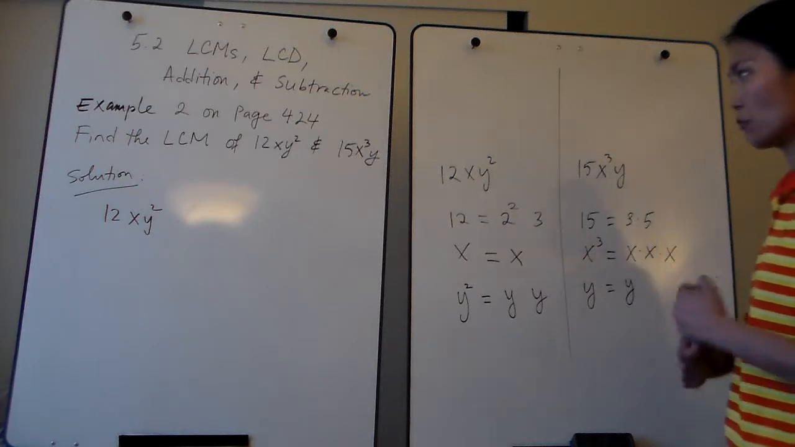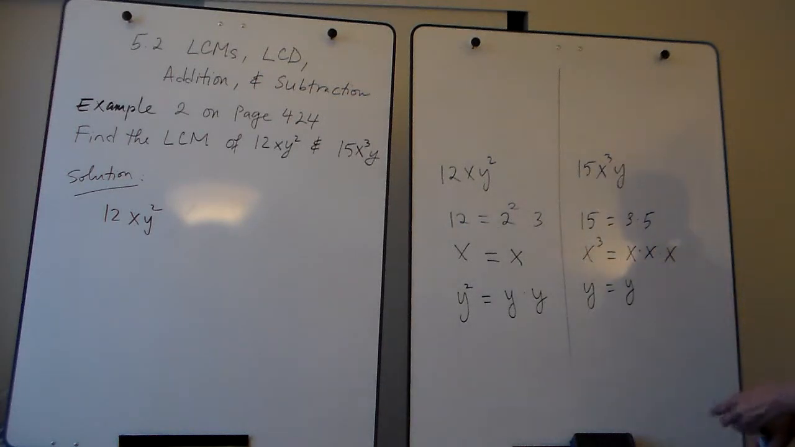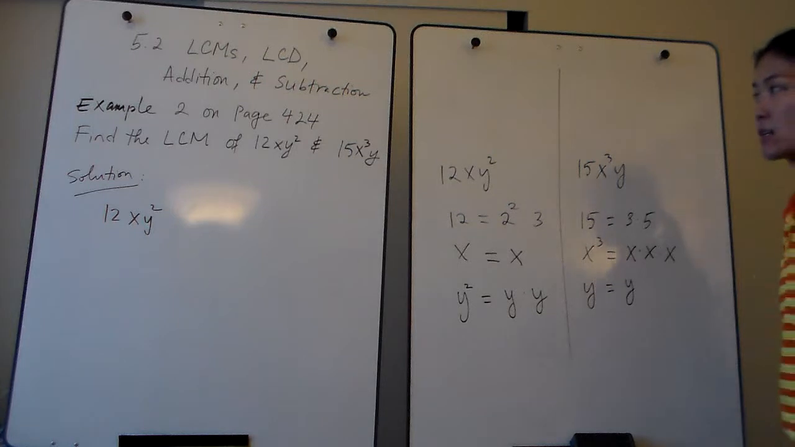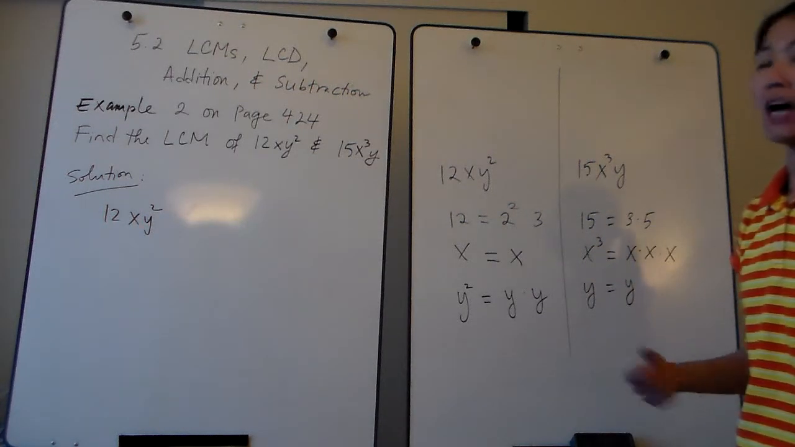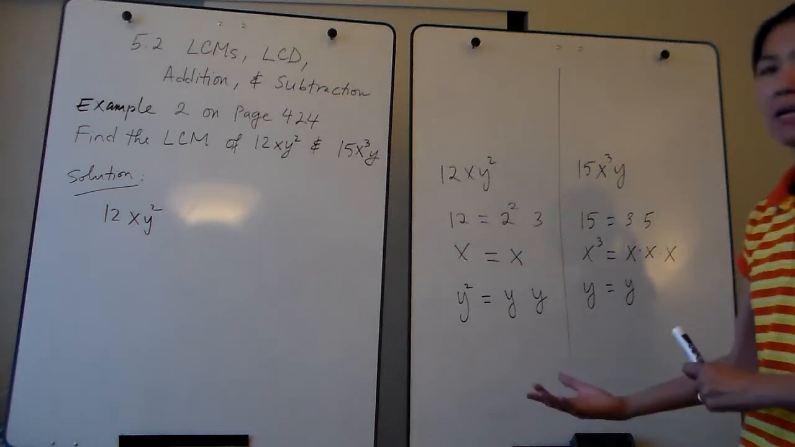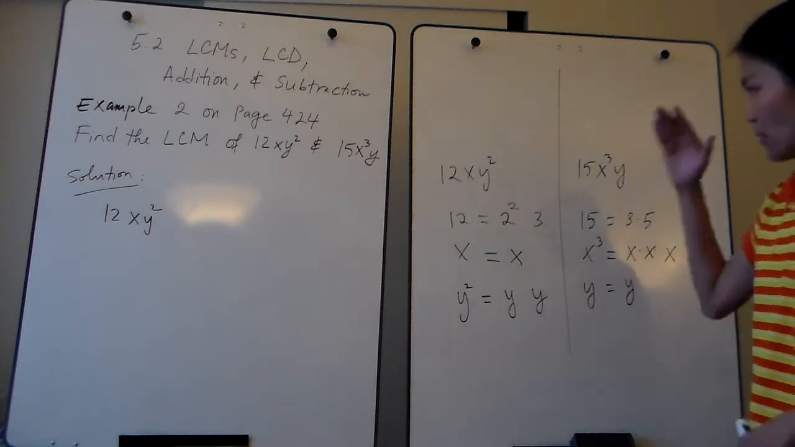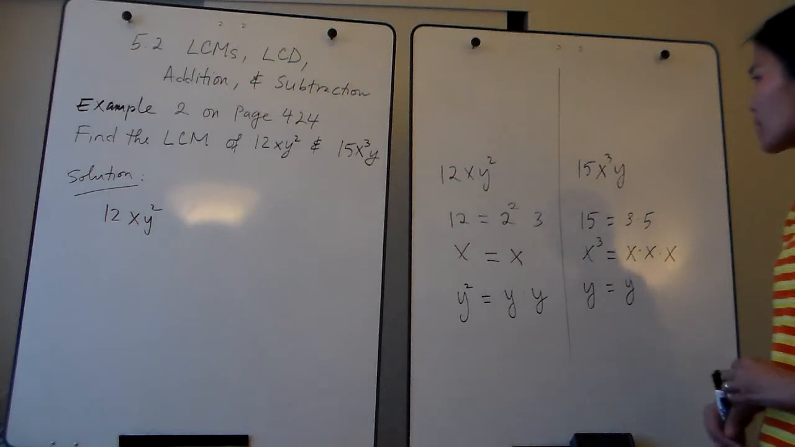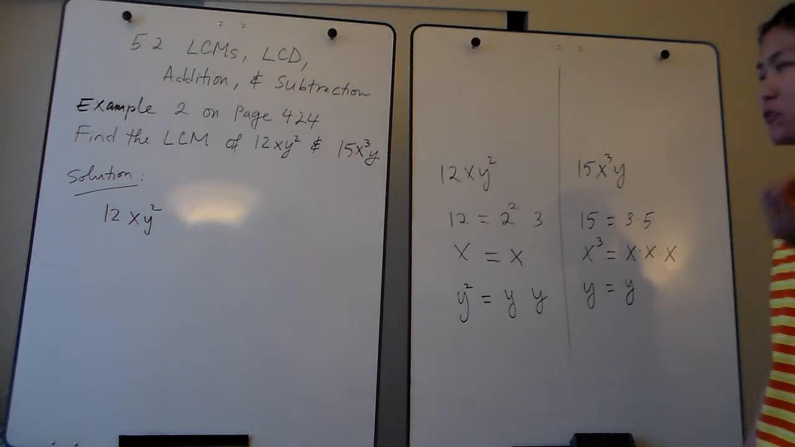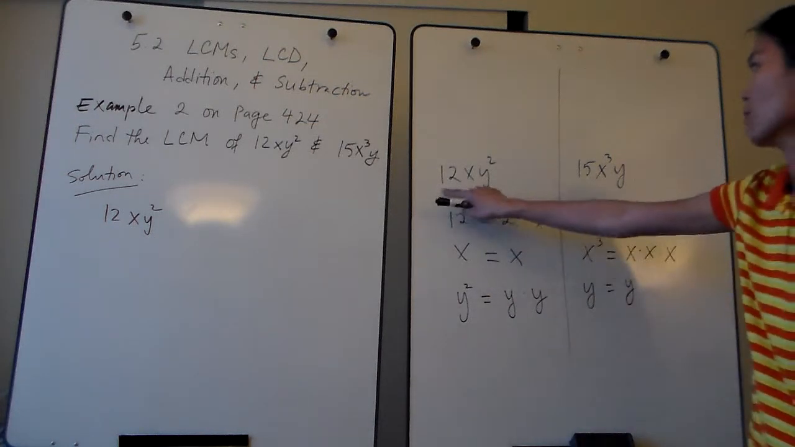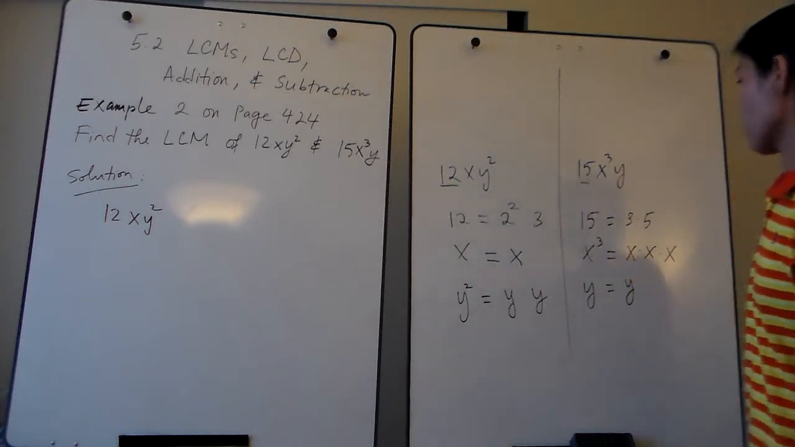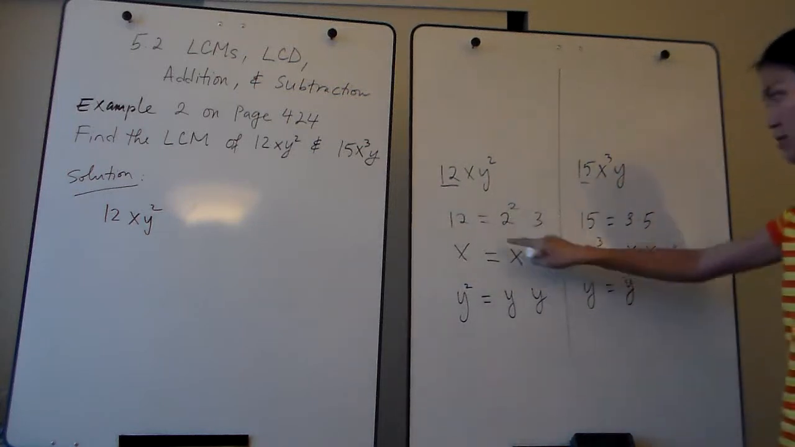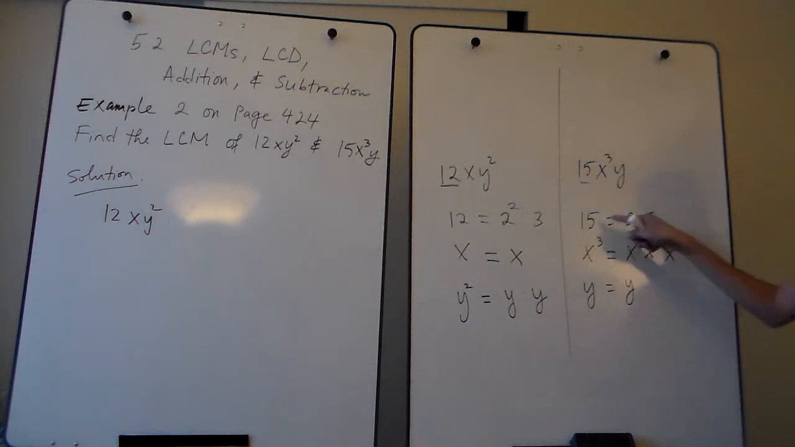Now, to find the LCM, you look for factors from these two expressions that have the highest exponent, or the highest degree, which means it occurs the highest number of times, okay? So let's look at the coefficients first. We have 12 and 15, right? 12 can be factored to 2 squared times 3. 15 can be factored to 3 times 5.